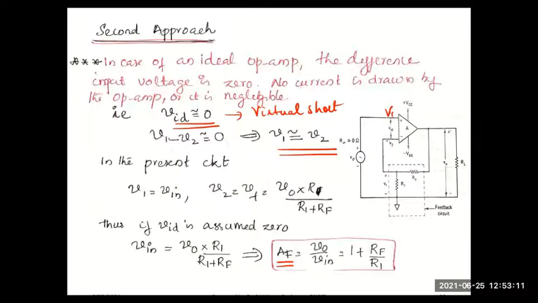Okay. And in this present circuit, what is the value of V1? This is V1 and this is V2. What would be the value of V1 here? It is equivalent to the input signal Vin. You can see V1 is equal to Vin. And what would be the value of V2? V2 is equal to the feedback voltage Vf. So V2 is equal to Vf, V1 is equal to Vin.